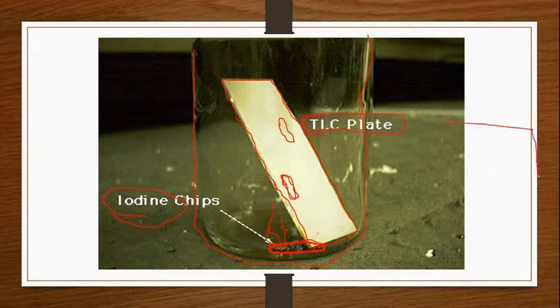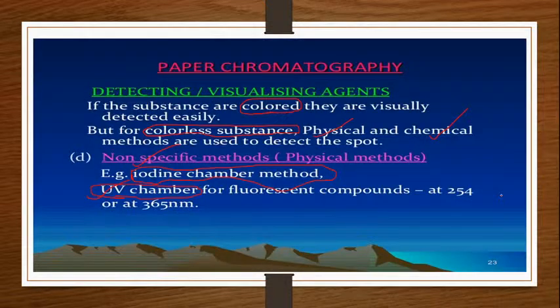Suppose this is the chamber, and inside that chamber you just have to keep your paper or TLC plate, and here is the UV light whose switch is kept over here. Suppose this is the switch, you just have to turn on the switch. As soon as you turn on the switch, UV light allows very easy detection of previously non-visible spots. This is the second method, called the UV chamber method or UV cabinet method. So these two are the non-specific methods, or physical methods.